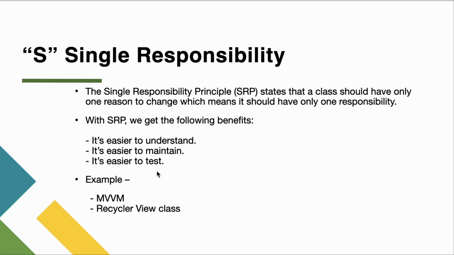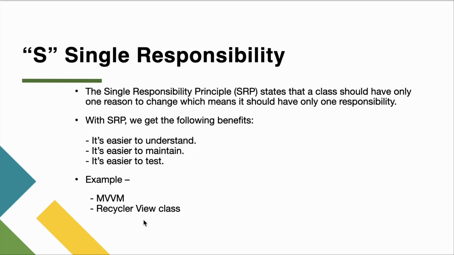A simple example I would say is MVVM, that is Model View ViewModel. It has its own responsibilities. Let's say we have a domain layer, a data layer, and then a presentation layer. All these three layers have their own responsibilities. None of them try to hamper any other's responsibilities. Each one of them has been designed to follow certain rules of its own. And there is one more example, which is the RecyclerView class.